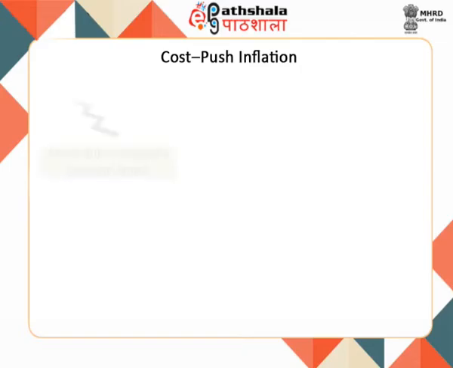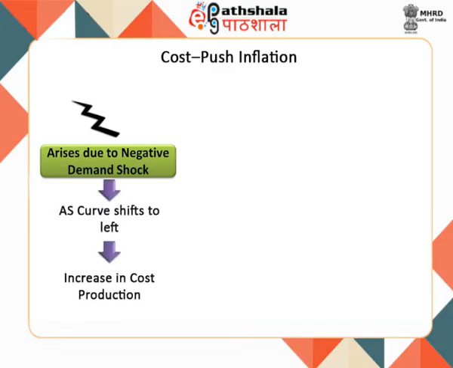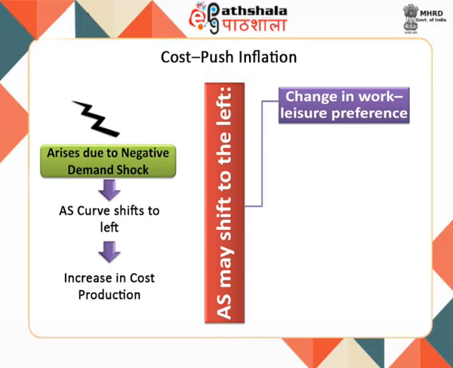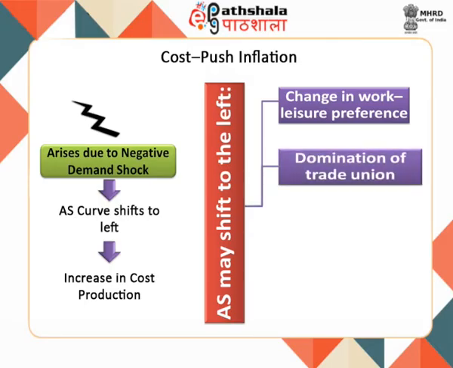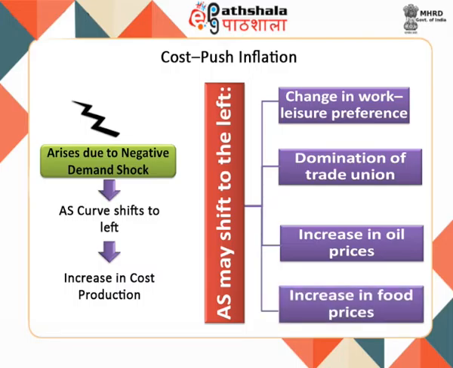Cost push inflation arises due to a negative supply shock in an economy. When there is a supply shock, there is a shift in the aggregate supply curve. When the supply shock is negative, the aggregate supply curve shifts to the left, implying that there is an increase in the cost of production. The aggregate supply curve may shift to the left due to change in work leisure preference, domination of trade unions, increase in oil prices, or increase in food prices, etc.